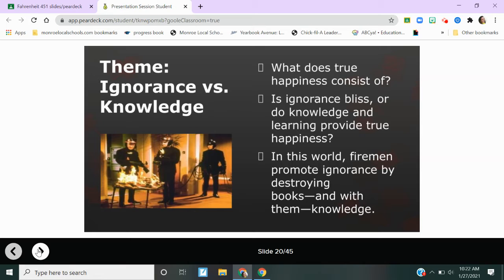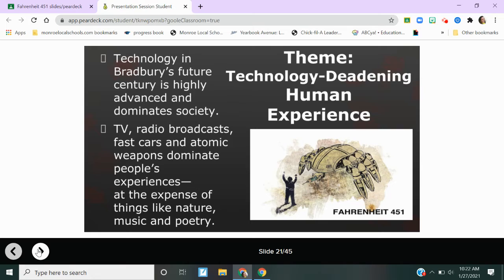So if somebody in here had a book, I would call and tell on you, and then your books would be destroyed and you would be arrested because you are a threat to this happy society. Okay, so that is one thing: the people who are ignorant versus knowledgeable, and who really is better off.